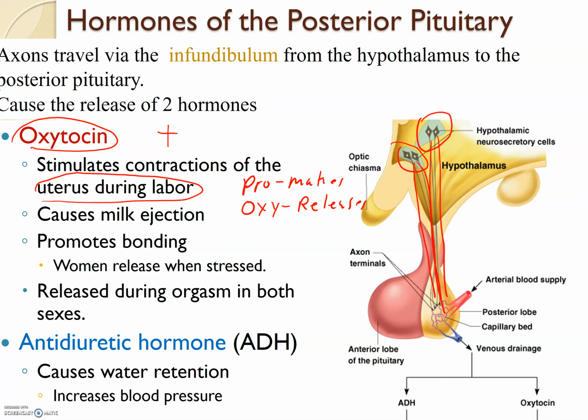It promotes bonding. Women actually release more oxytocin when they're stressed than testosterone. So it promotes bonding in women. And it also causes cervical contractions.